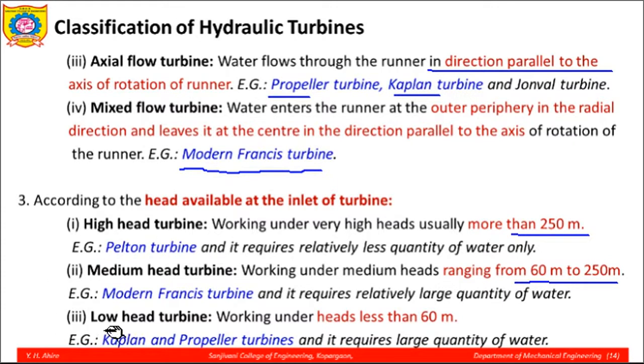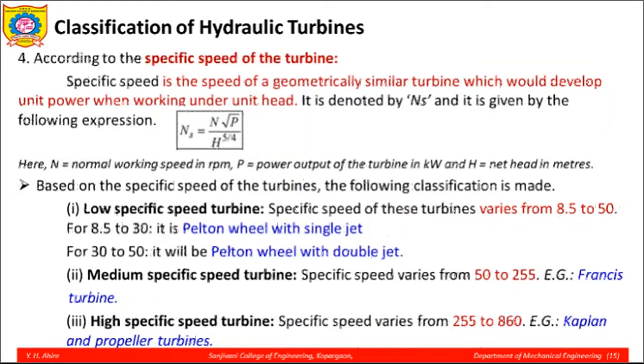And the third type is the low head turbine. It works with heads less than 60 meter available at a particular geographical location. Okay, the head of a turbine depends on the geographical location of a hydro plant. Examples are Kaplan and propeller turbines, which require relatively very high quantities of water. It means volume flows are very high, but the heads are very low.